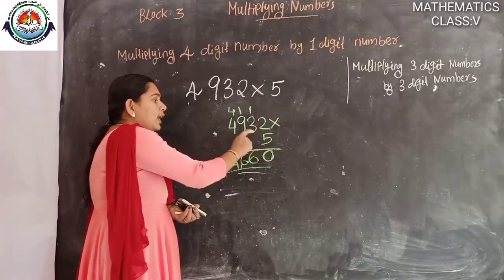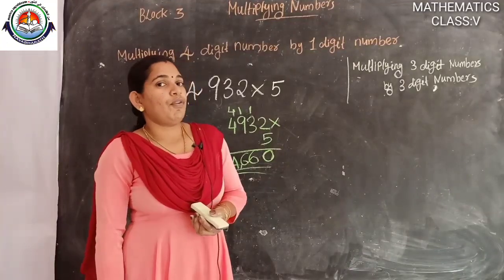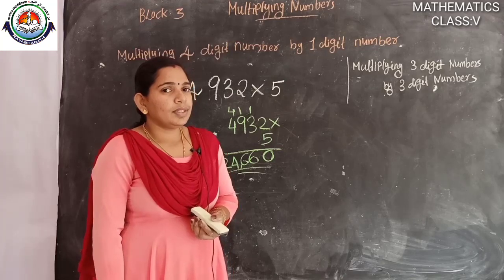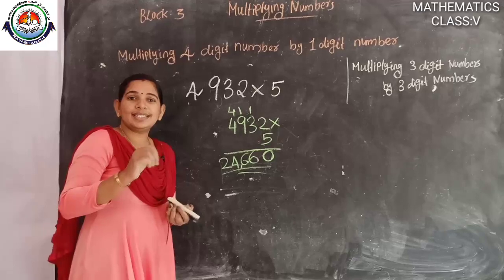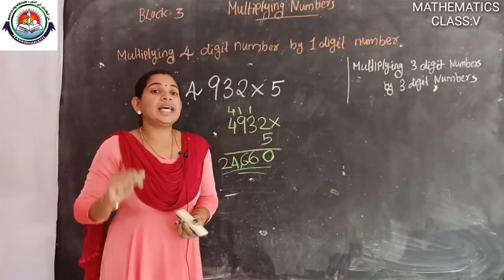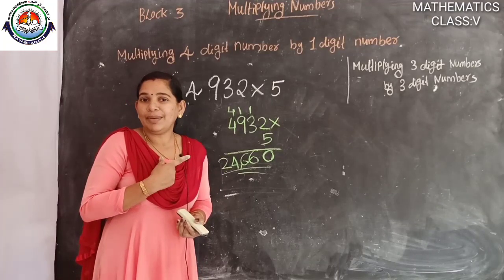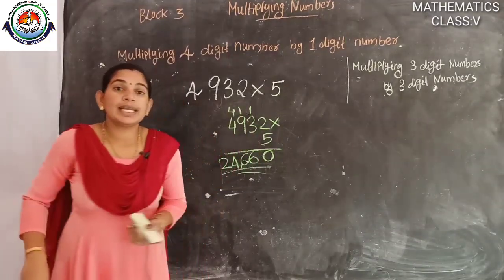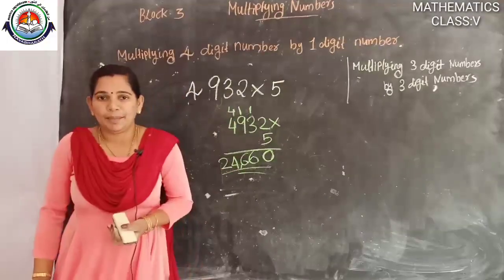Okay. Then 5 into 3, 3 is the next digit. What is the value of 5 into 3? 15. Very good. Then 1 carry is there. 15 plus 1. Did you forget to add the carry? Yes. So 15 plus 1, 16. Very good. Then 1 carry.